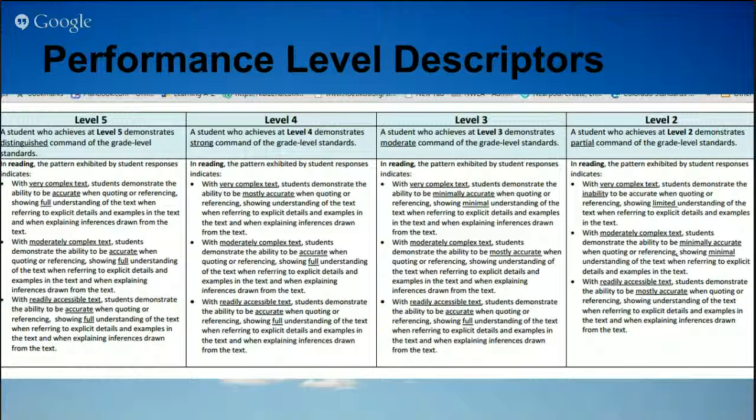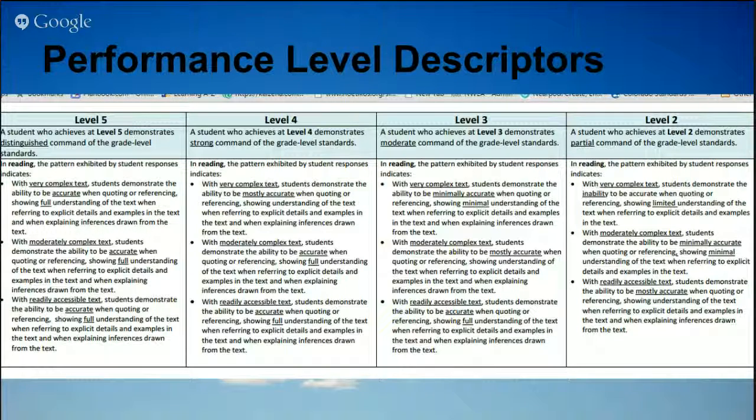Level 5 is distinguished command, and you would consider that very strong mastery of the topic area. And the descriptors of what we expect are given on level 5. Level 4 is a strong command, and that's also very good for the student. That shows that they really are comfortable in working and demonstrating their knowledge of whatever the skill is we're teaching. Level 3 is a moderate command. That means that the student is struggling a bit, has minimal understanding, needs a lot more support, and level 2 is only a partial command.